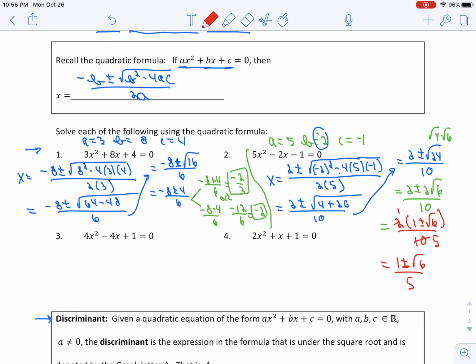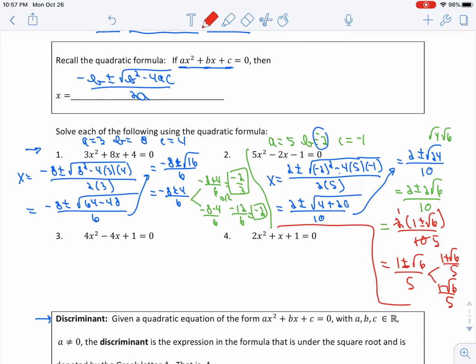And I want to point out that this also gives us two different solutions. We've got 1 plus the square root of 6 over 5, and then we have 1 minus the square root of 6 over 5. So two distinct solutions. And notice that these are also real numbers. So we can take the square root of 6 within the real number system.